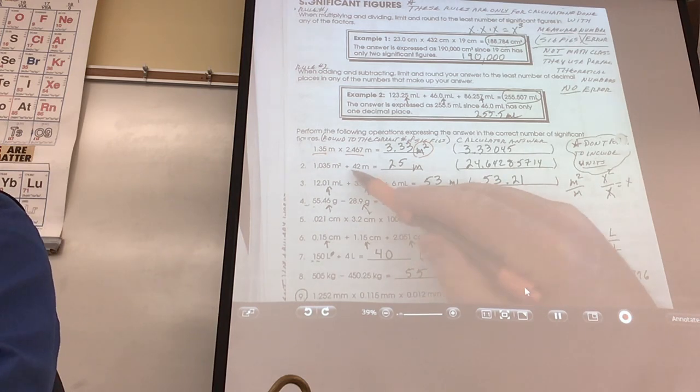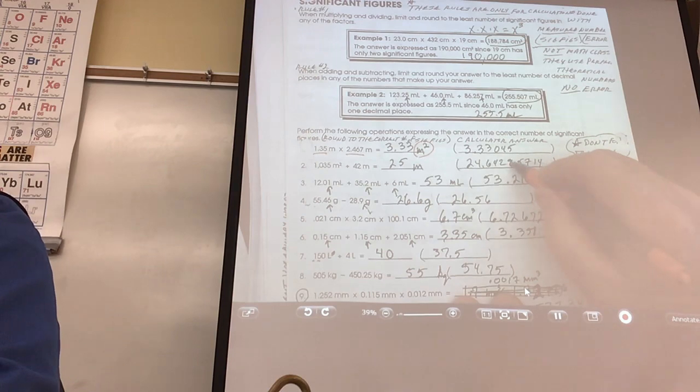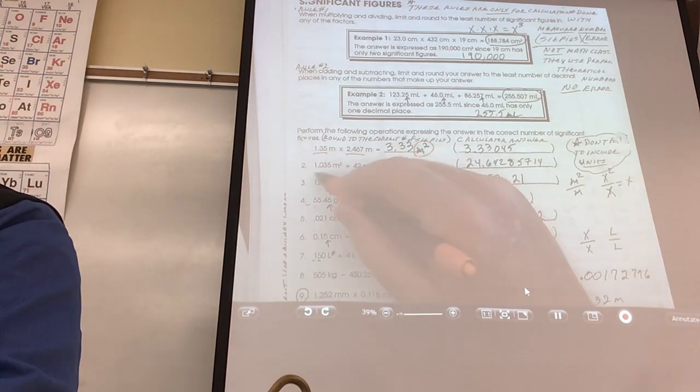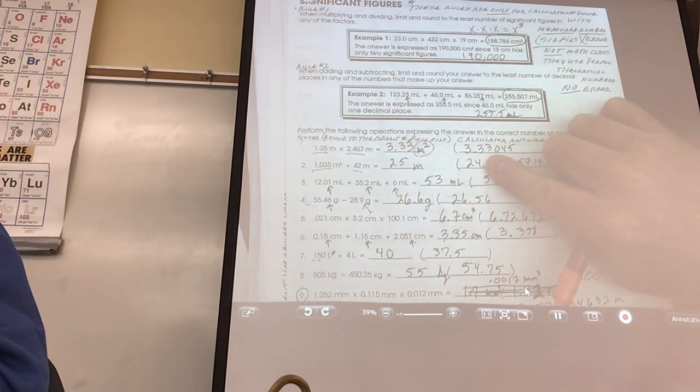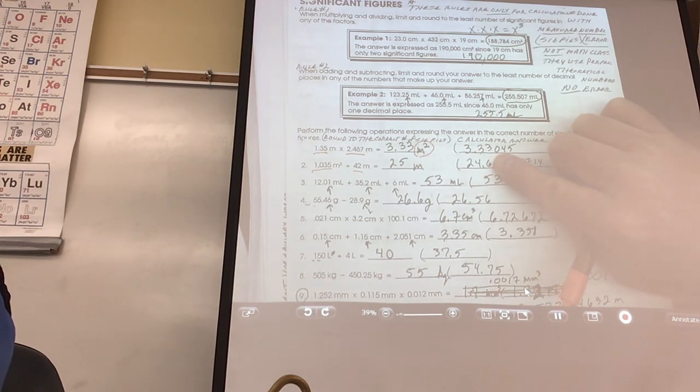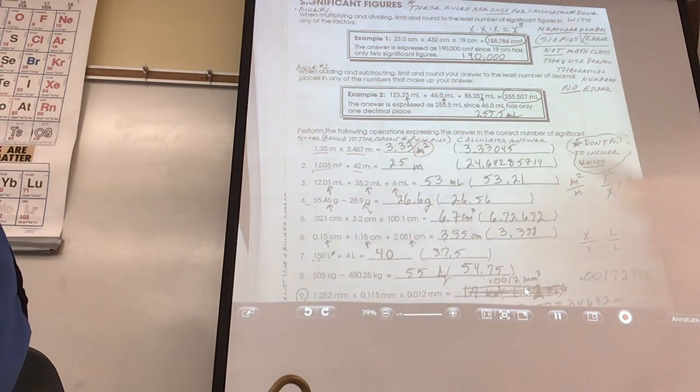Here's a division. The calculator says this number, but we have the same rule. We have 4 sig figs, 2 sig figs. I have to round to 2 sig figs. Now, is that 4 going to stay, or is it going to go up by 1? Oh, it's going to go up, isn't it? Okay, so we put 25, and what's a meter squared divided by a meter?